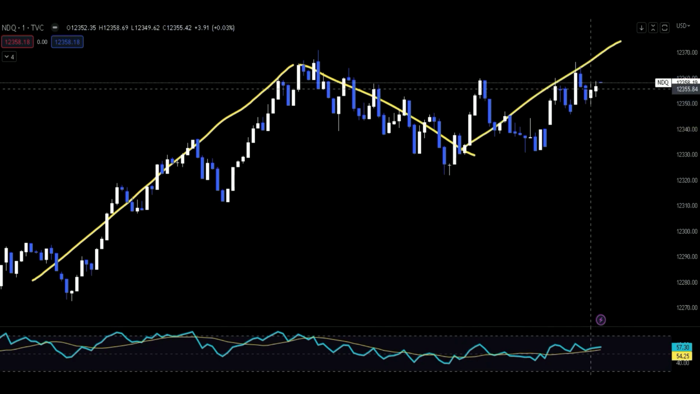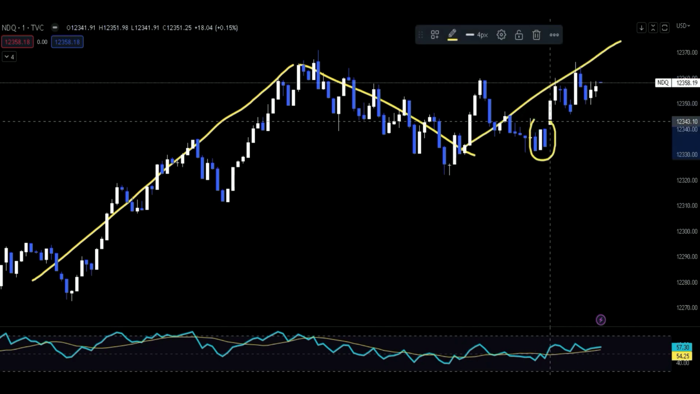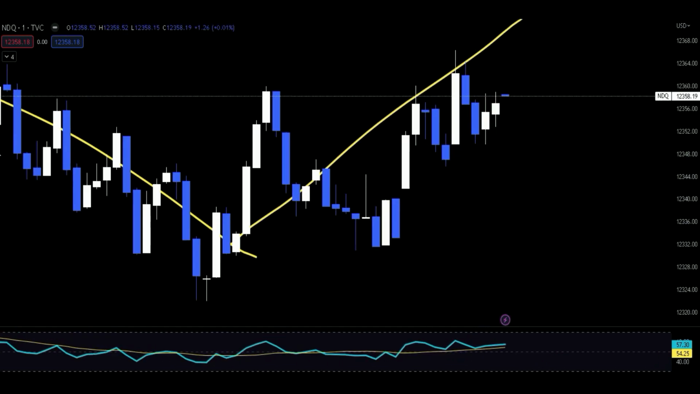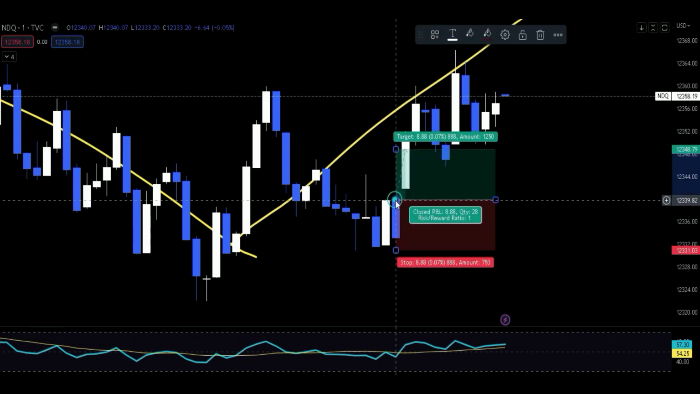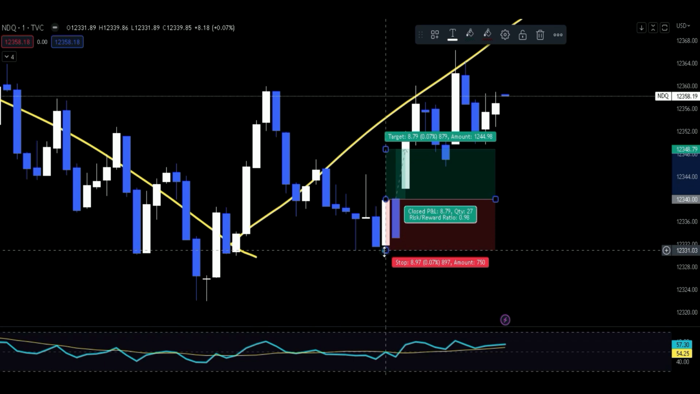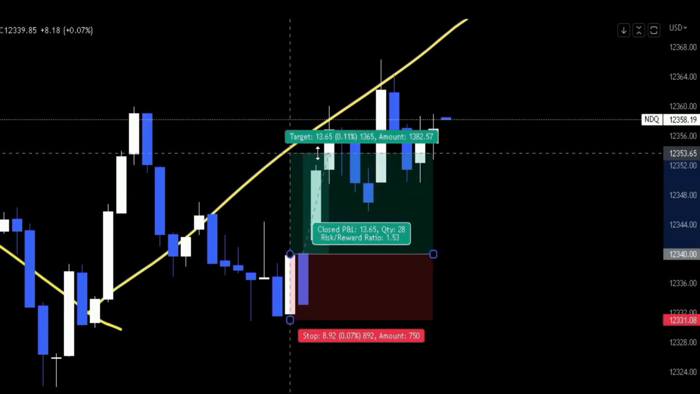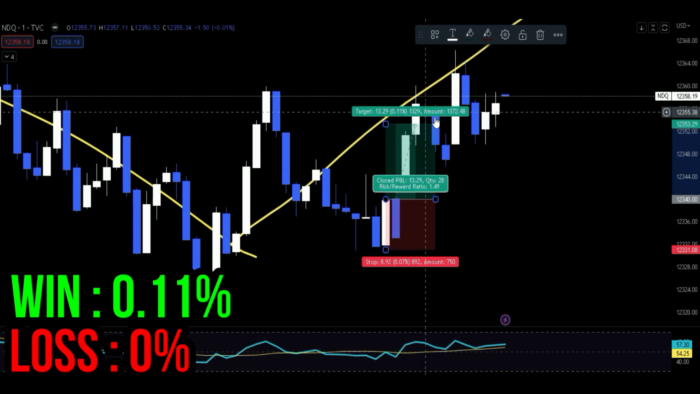So as you can see in this uptrend, the first engulfing candle I can find actually is this one. So let me zoom in here. Let's go to long position. Nothing fancy. The candle ends over here. I will open a long over here. The stop loss is just below the candle. The risk to reward ratio should be 1.5. Let's do that. So this is done, 0.11% profit.